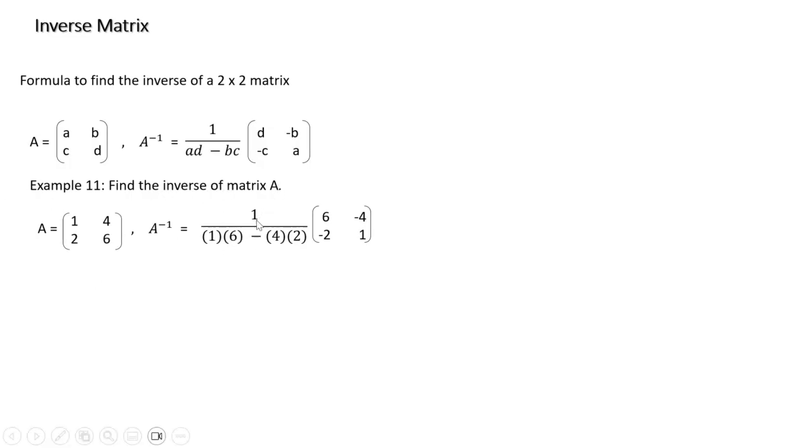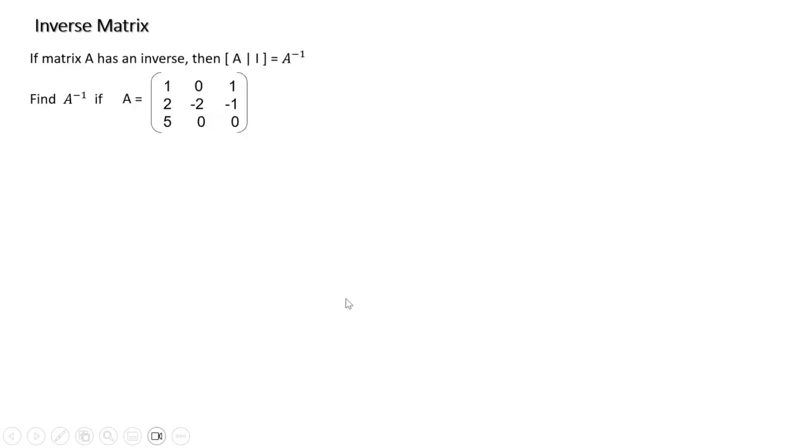Okay, now, guys, if you notice here, we're going to get negative 1/2, right? Because 1 times 6 is 6, and minus 4 times 2 is 8. So 6 minus 8 will give us negative 2, so the factor is negative 1/2. Now I'm going to multiply negative 1/2 times every element here. Negative 1/2 times 6 will give us negative 3. Negative 1/2 times negative 4 will give us positive 2. Negative 1/2 times negative 2 will give us positive 1. And negative 1/2 times 1 will give us negative 1/2. So this is my inverse.